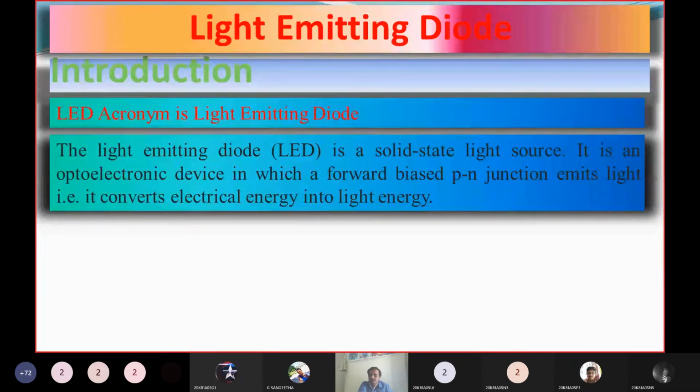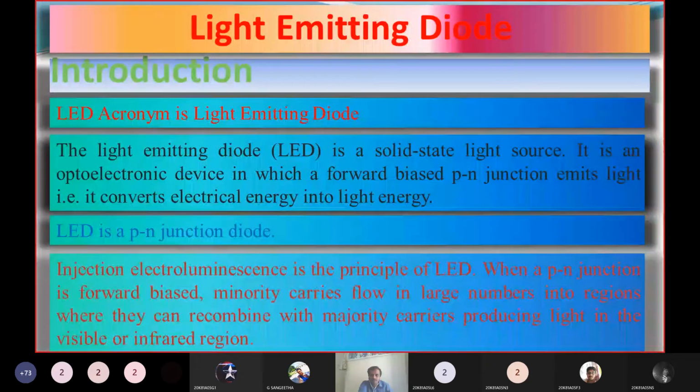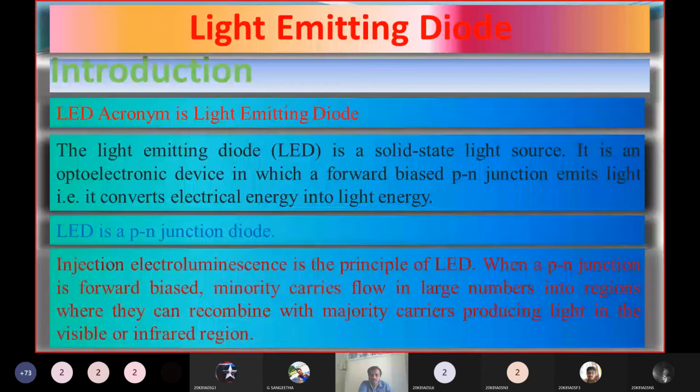It is used for constructing the LED. We use the PN junction diode connected in forward bias. The LED converts electrical energy into light energy. Now, before discussing how the PN junction works, we will discuss the principle of LED. The principle of LED is injection electroluminescence.